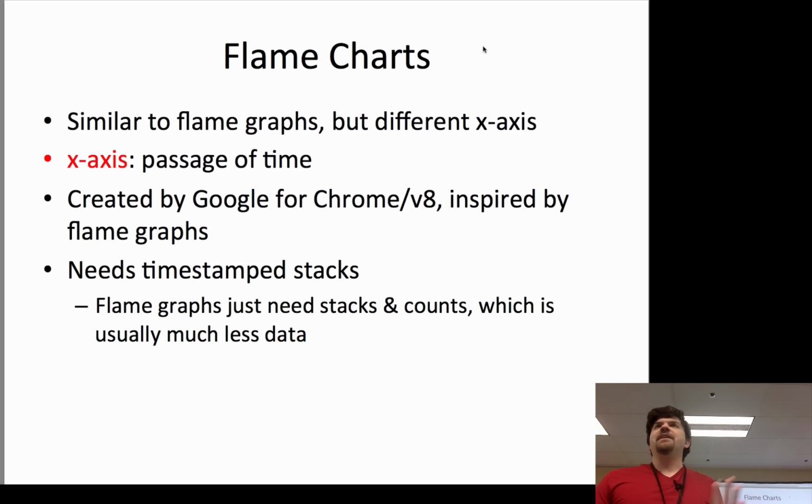Flame charts, in case you run into them: Google was inspired by flame graphs and put flame charts into Chrome. It's different, and I'm glad they renamed it, because they do the passage of time instead of the population. On my flame graphs, the x-axis is just alphabet sort. It's not the passage of time. And if you sort by alphabet, it merges very well. Google did passage of time.